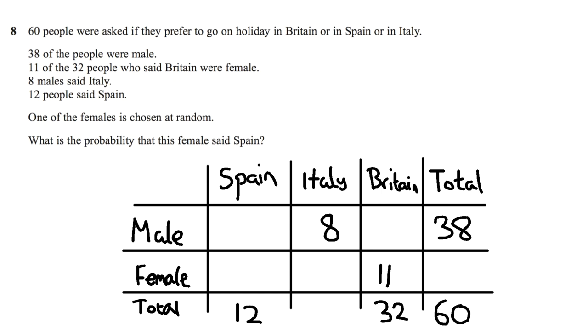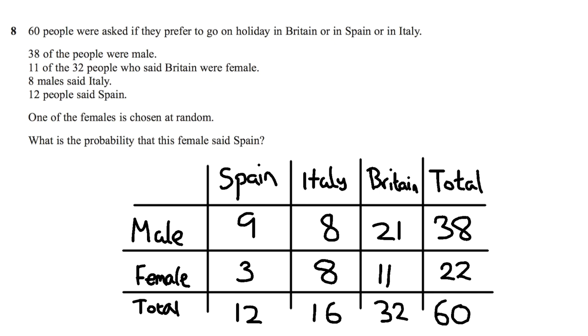Now, all the information is given to us, so I'm just going to complete the two-way table. So this is 22. This is 21. This is 16. This is 8. This is 3. And this is 9.